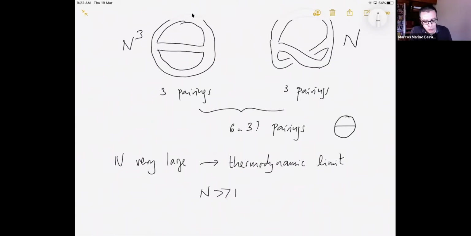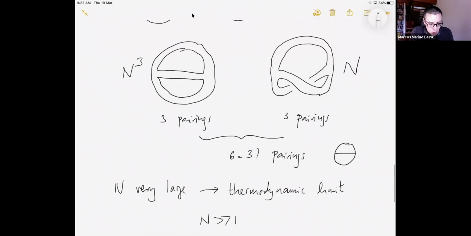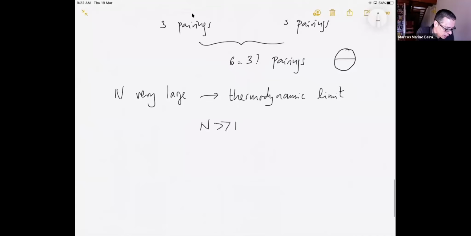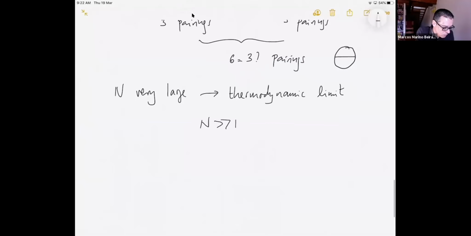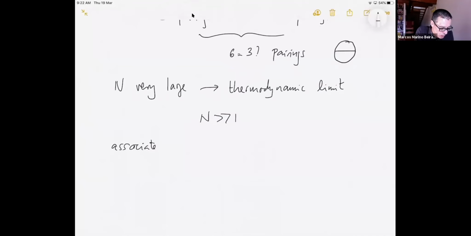But first of all, if we want to understand what happens when n is large, we have to understand what is the power of n in each of the diagrams that you draw. So as we were saying last time, let's associate to each diagram various quantities. The first one is the number of edges, the number of lines, which I'm going to call E.